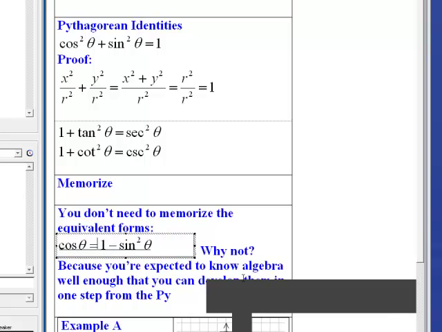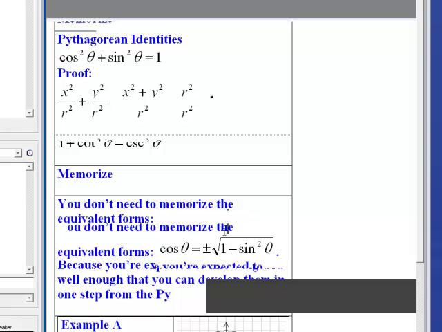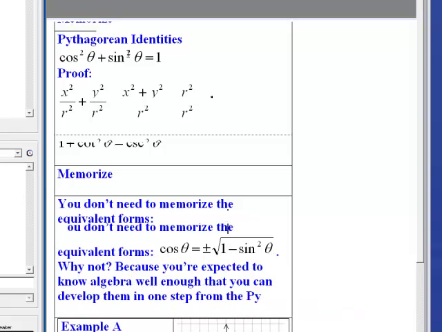Take the square root, and because you take the square root, you also come up with the two solutions of plus and minus. So that's the equivalent form to this Pythagorean theorem.